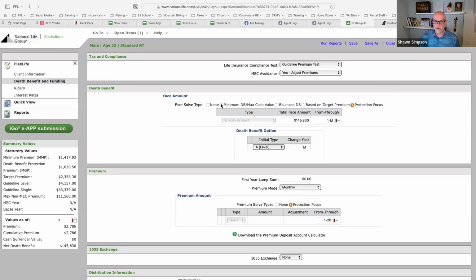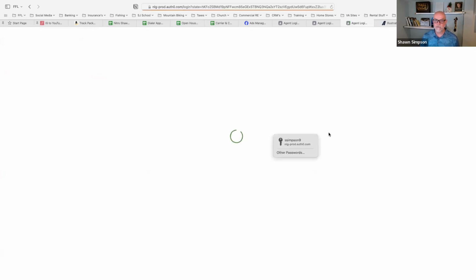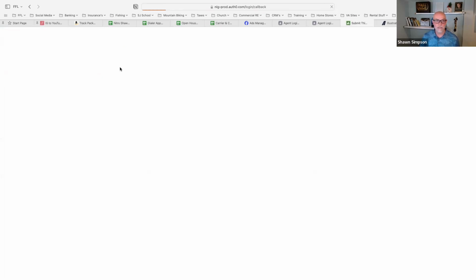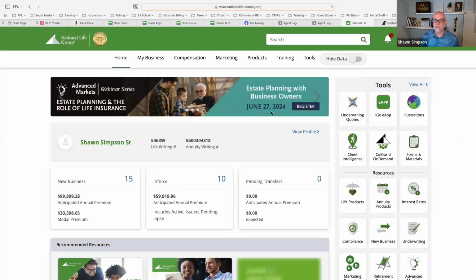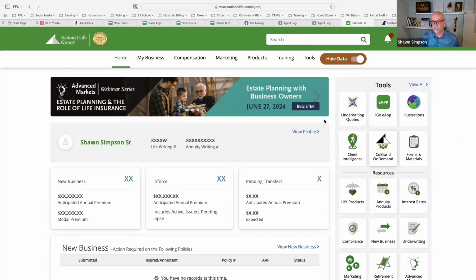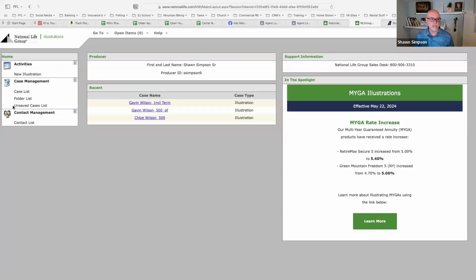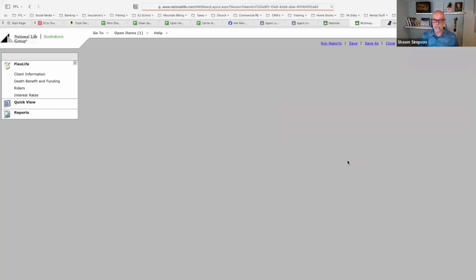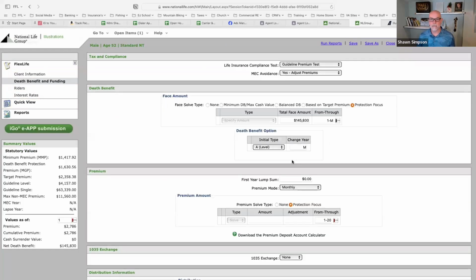Now what we're going to do is come over here and put in minimum death benefit, max cash value. I got to re-sign in here. Okay, there we go. So we're going to come in here. I'm going to open up that same illustration. We're at protection focus right here. Now, what I'm going to do is click this button. You're going to see all of this disappear right here.